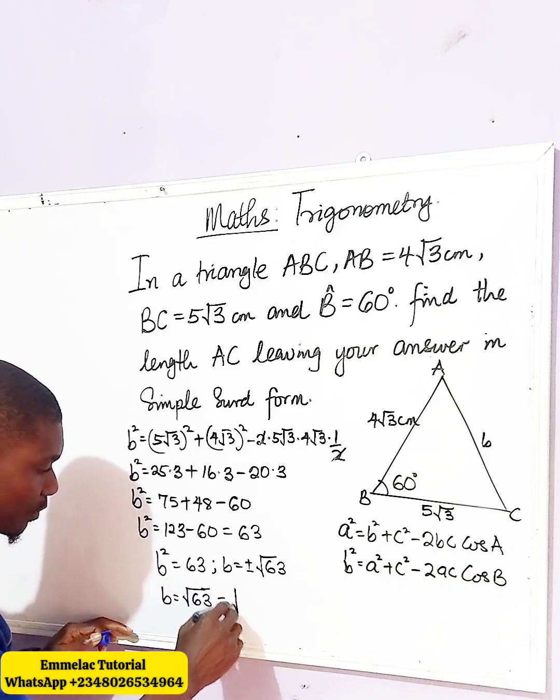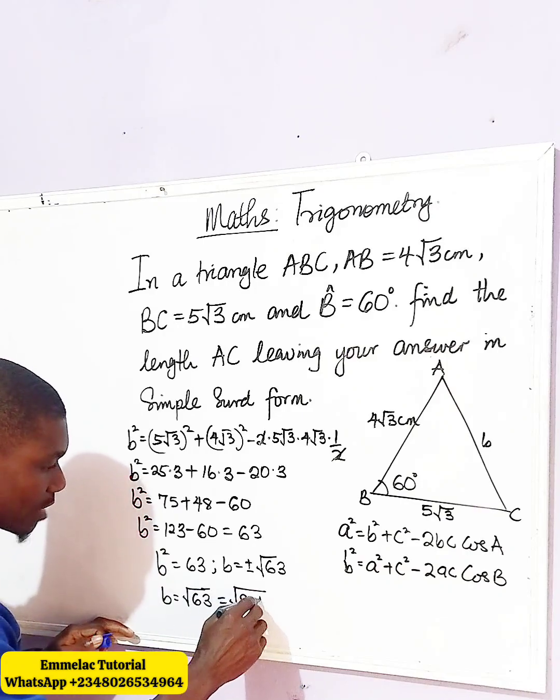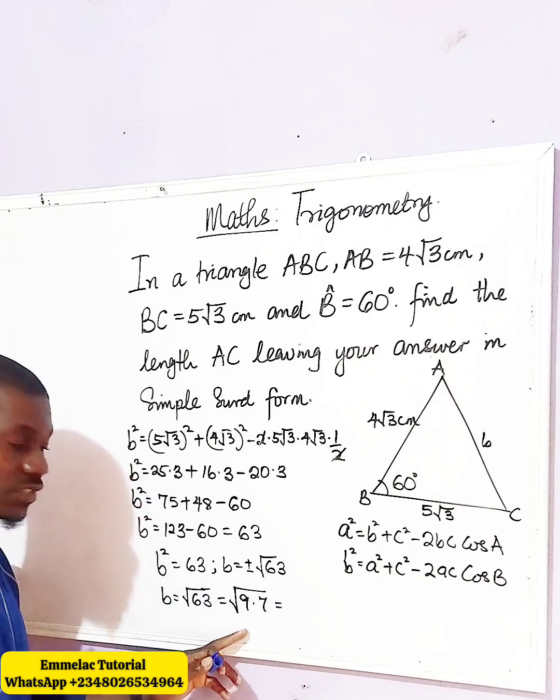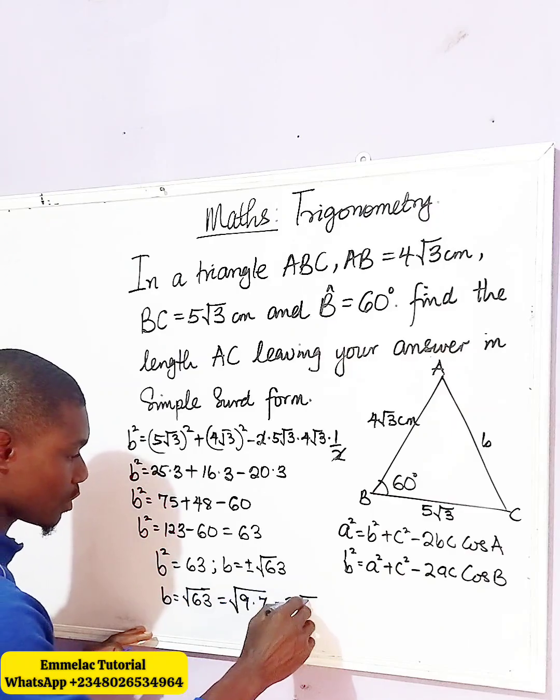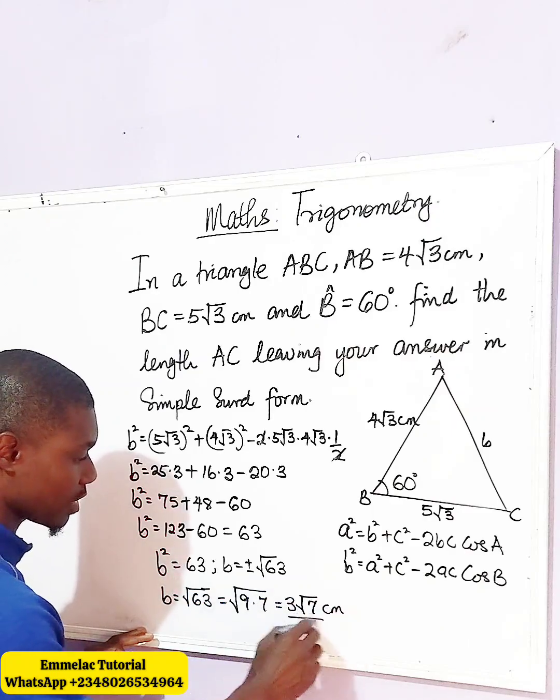So we have the square root of 9 times 7. Simplifying this further, the square root of 9 will be 3. So here we have 3 root 7 centimeter.